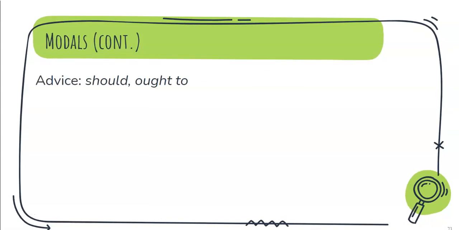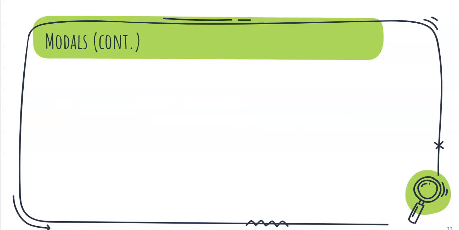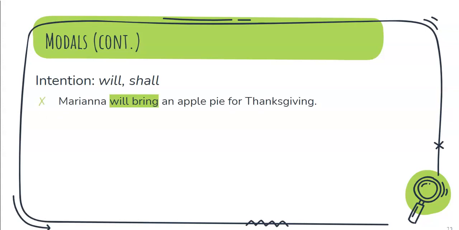For advice, use should or ought to, as in, you should never text while driving, or you ought to be careful about using public Wi-Fi. To indicate intention, use will and shall. Mariana will bring an apple pie for Thanksgiving. We shall overcome.